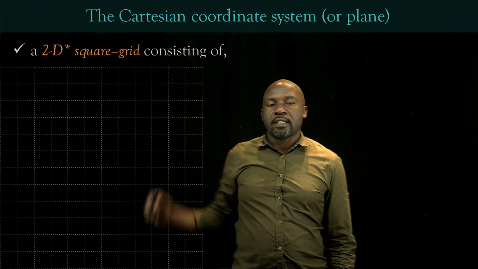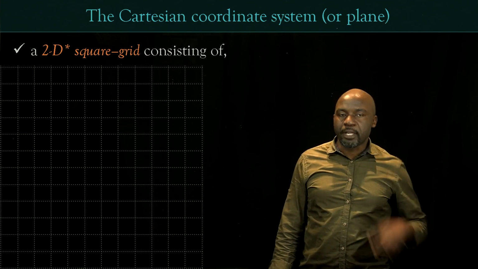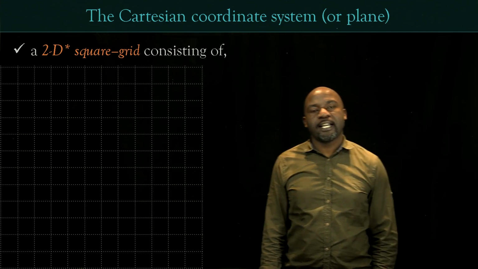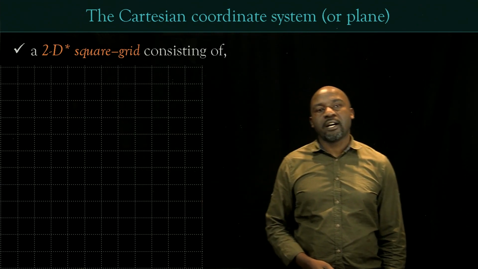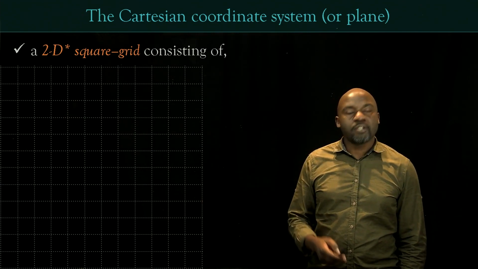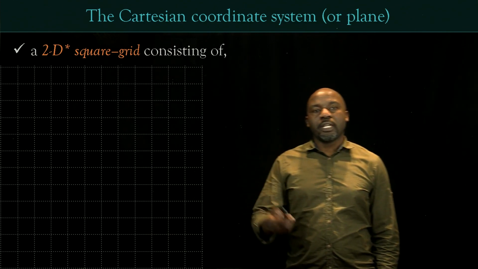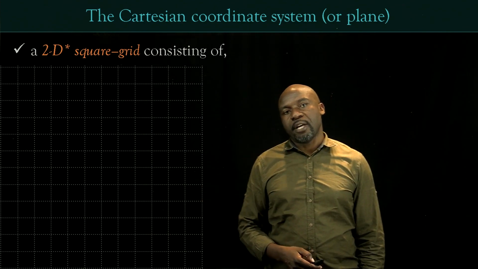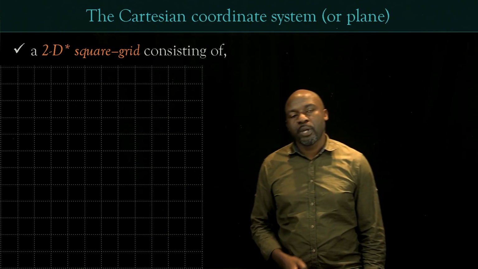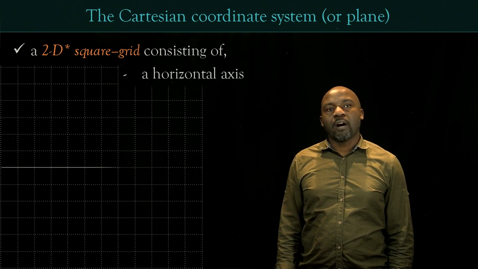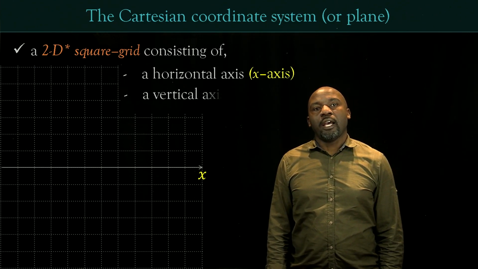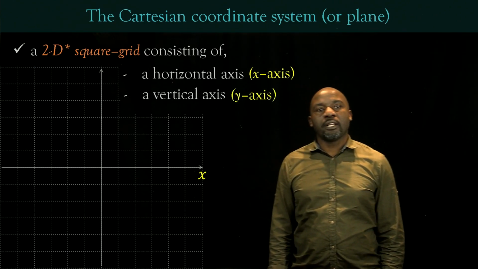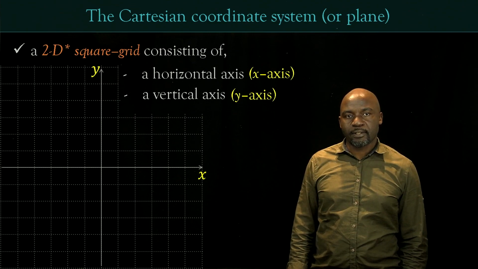I have put that as a star because we are saying two-dimensional. Today we know that we can extend this to 3 dimensions. So remember, we are working in 2 dimensions now, but we will extend this to 3 dimensions, okay? So this consists of a two-dimensional square grid such as this. It has got a horizontal line on it, which is referred to as the x-axis, and a vertical line that we normally refer to as the y-axis, okay?